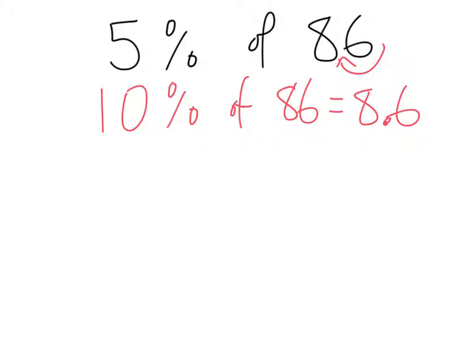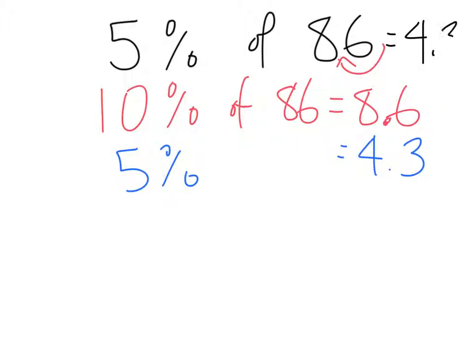So therefore 5% is going to be half of 8.6, it's going to be 4.3. So the answer up here, 5% of 86 equals 4.3.